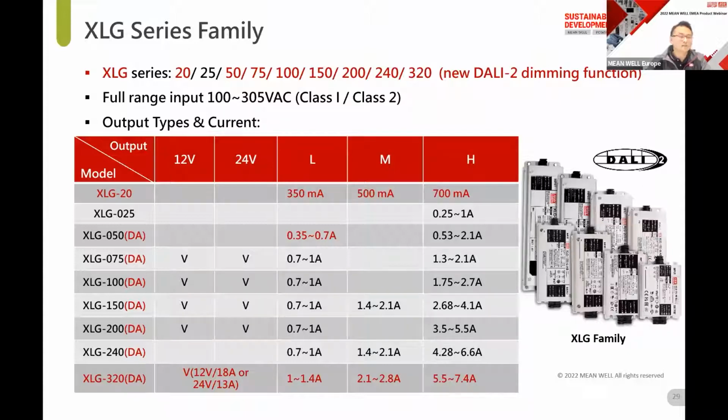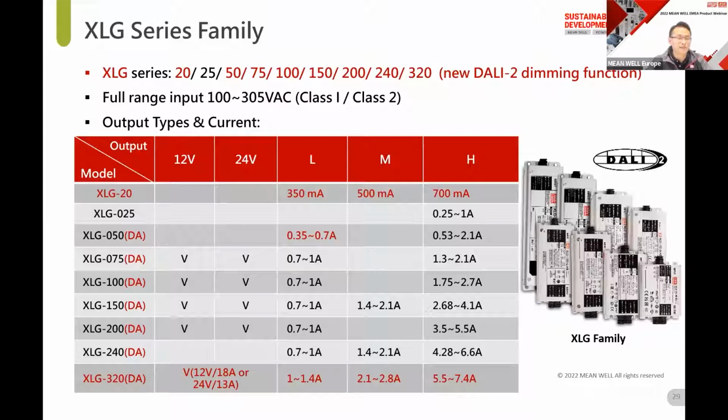First, let's have a look at the XLG series. The power range is from 20 watt up to 320 watt. The XLG enclosure is a metal casing, fully potted with IP protection. No matter if it's indoor or outdoor, XLG is no problem to be used in most LED applications.